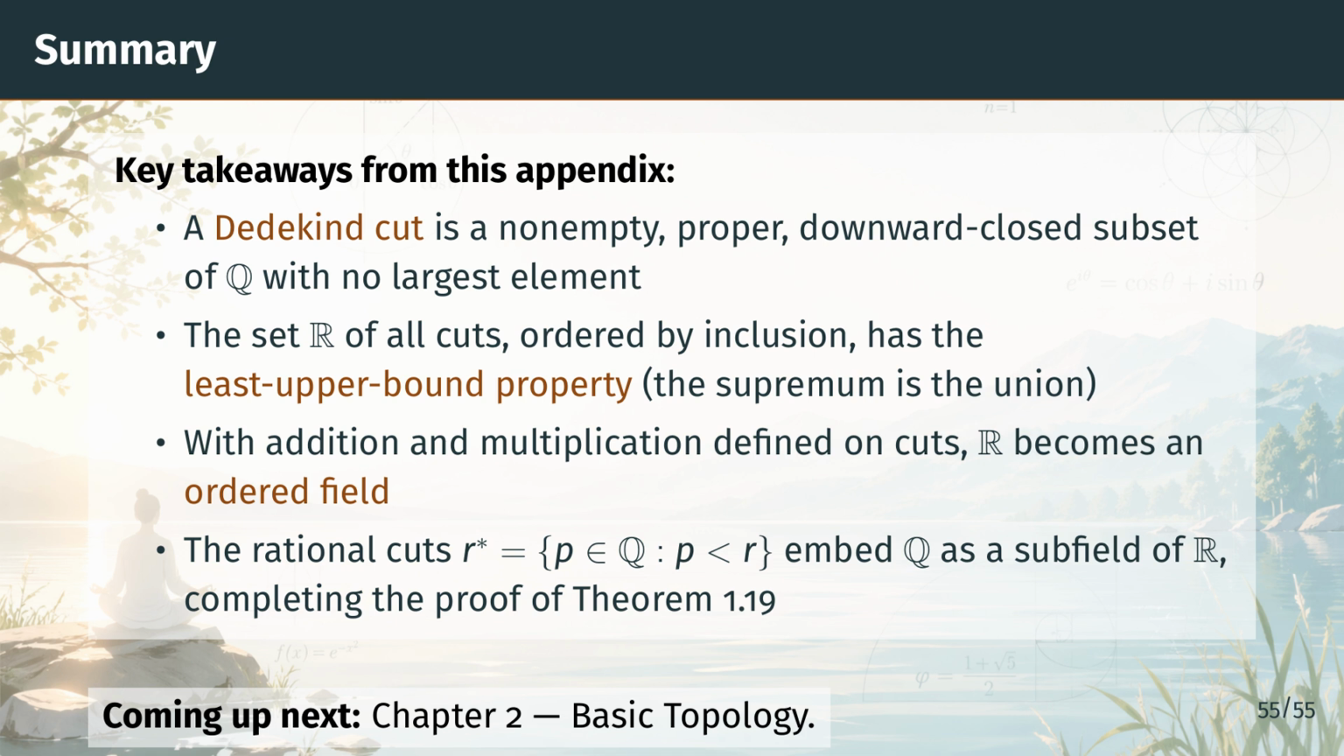With the real number system firmly established, we are ready to move on to Chapter 2, where we study the topology of metric spaces, including the crucial concepts of open sets, closed sets, and compactness.